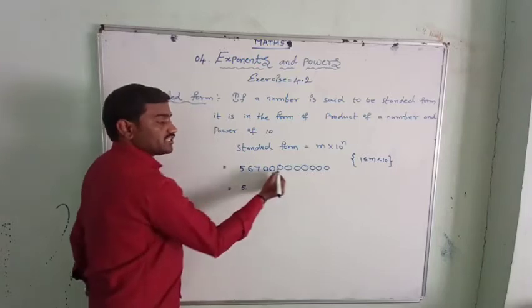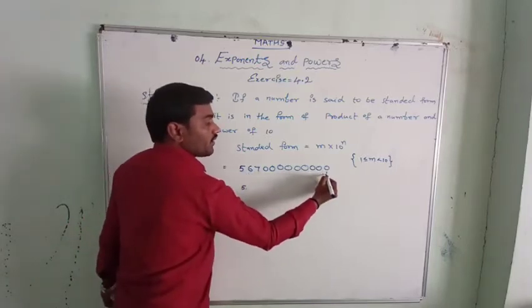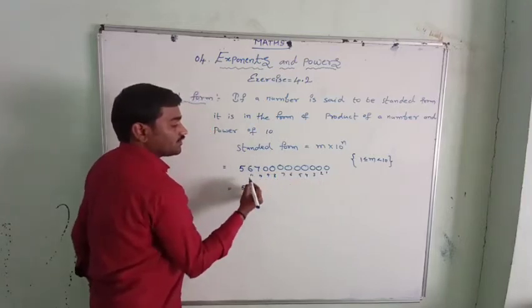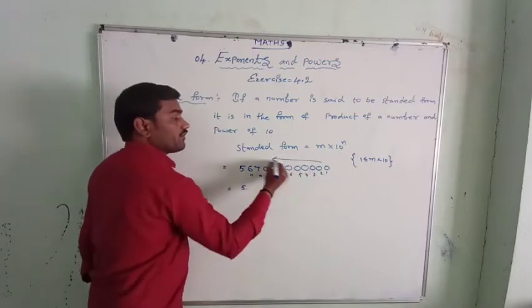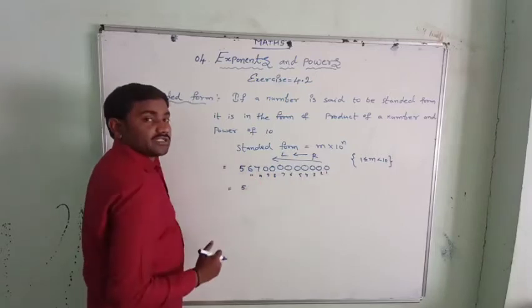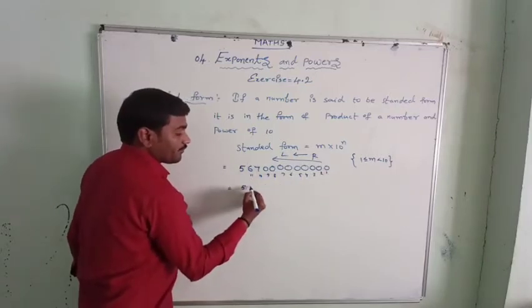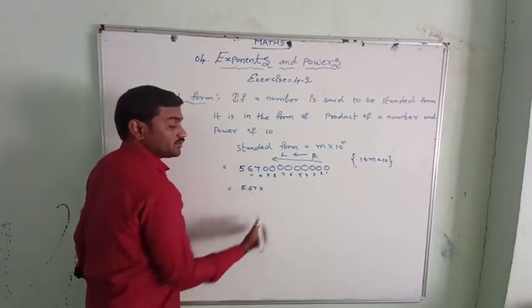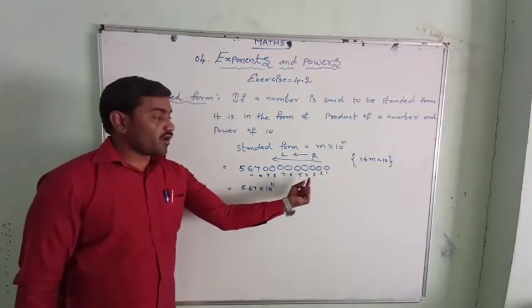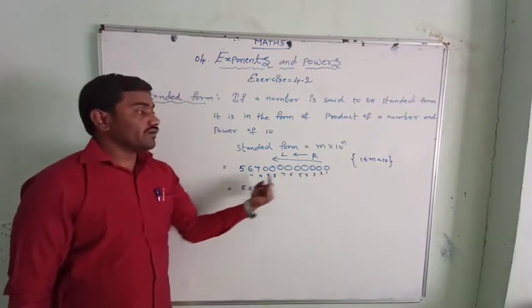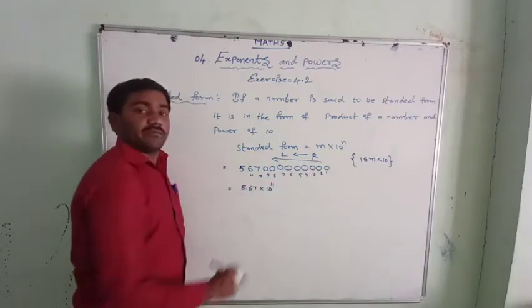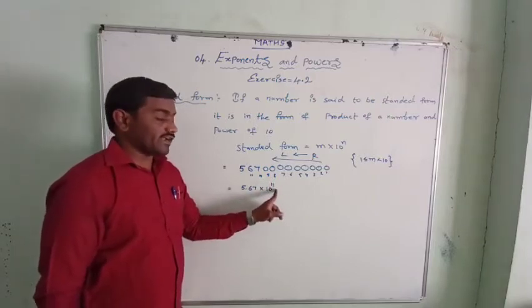Just count how many places there are. Here 1, 2, 3, 4, 5, 6, 7, 8, 9, 10, 11. So 11 places we are moving from right to left. Write the remaining number, 5.67, into 10 to the power of 11. However many digits you move the decimal from right to left, that is the number you write in the power of 10.